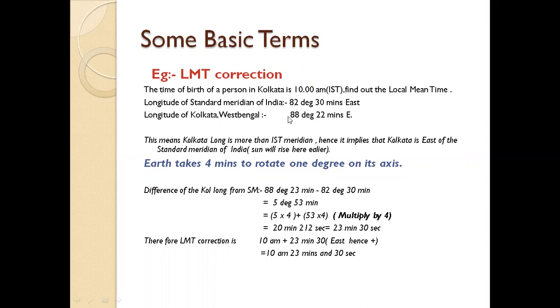So when the IST is 10 a.m., the actual time is 10 a.m. and 23 minutes. Why? Because you can see that 88 degrees is more than 82 degrees. That means sunrise here is before the standard meridian. If it was Delhi, it would have been 77 degrees. After the sun rises in West Bengal, it reaches the standard meridian, then it reaches the Delhi part. So I'm getting 23 minutes more than the 10 a.m. IST, so my actual time is 10 a.m., 23 minutes and 30 seconds. So this is about the LMT correction.